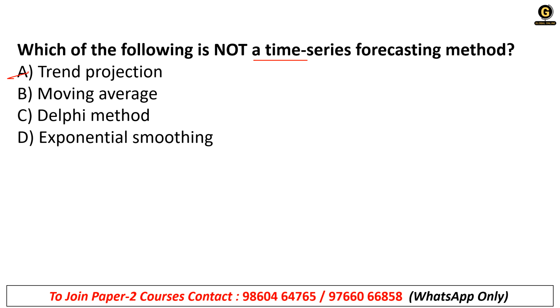Which of the following is not a time series forecasting method? A. Trend projection, B. Moving average, C. Delphi method, and D. Exponential smoothing.